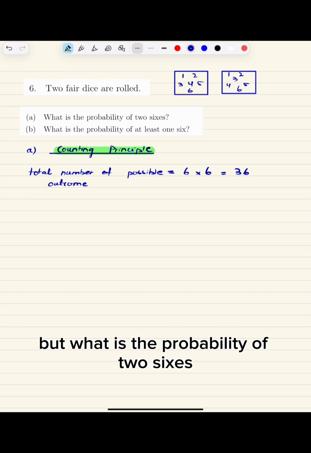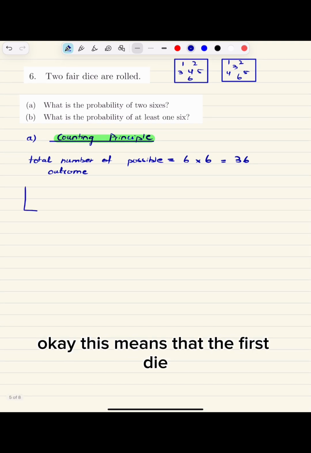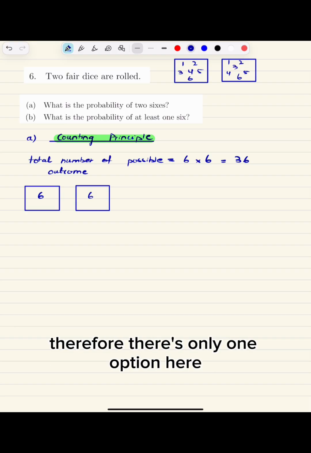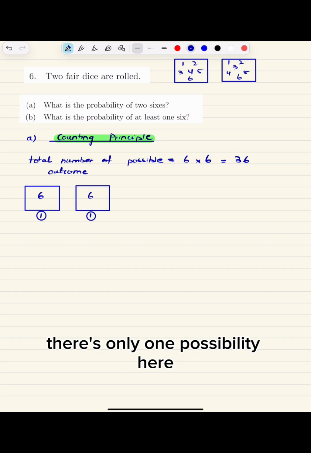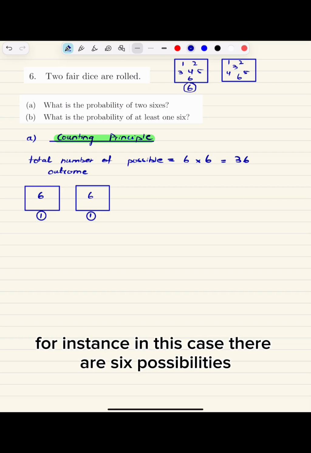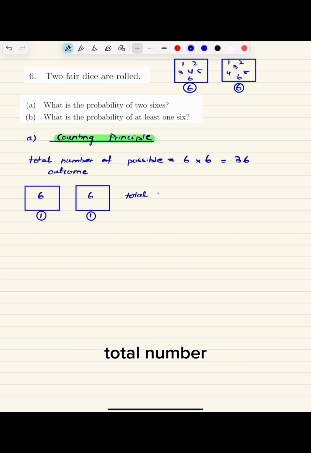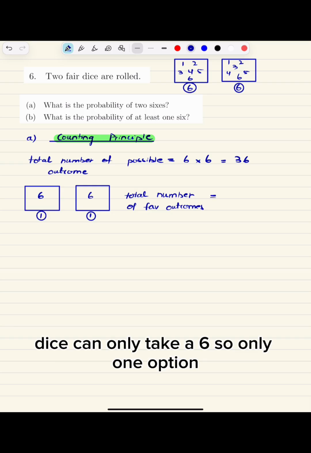But what is the probability of 2 sixes? This means that the first die must show a 6 and the second die must show a 6. Therefore, there's only one possibility here. For instance, in this case, there are 6 choices here, right? So the total number of favorable outcomes is that the first die can only take a 6, so only one option.